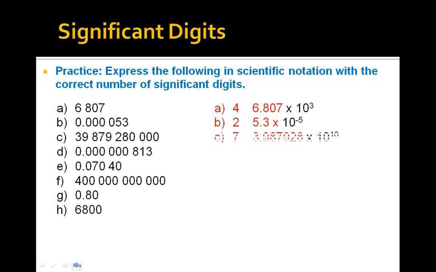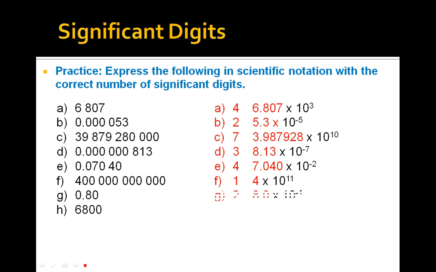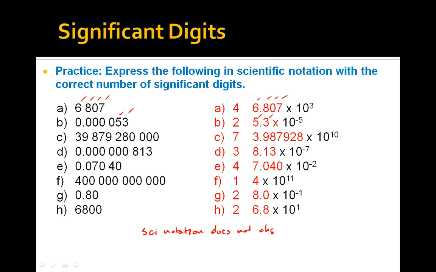Let's see how we did. And what you'll notice is that when you write the number in scientific notation, the significant digits do not change. 1, 2, 3, 4 significant digits. 4 significant digits here. 2 significant digits. You notice that's the rule for all of these. So in the end, when you're writing in scientific notation, you're not changing the measurement. It's still the same measurement. You're just writing it in a different way. So scientific notation does not change the measurement.